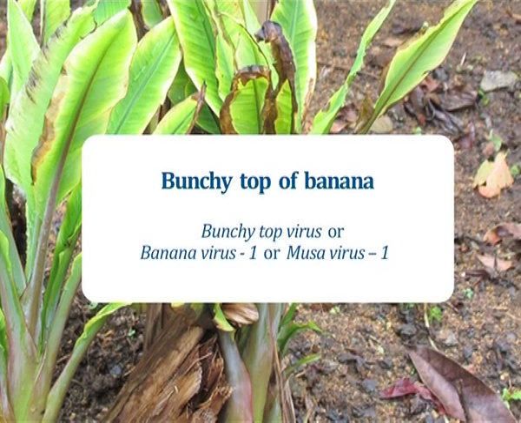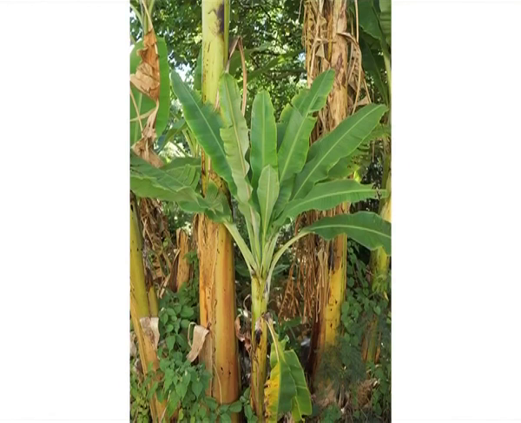It is caused by banana bunchy top virus, or Banana virus 1, or Musa virus 1. Now let's see the symptoms of the disease. The banana plants may show the symptoms of bunchy top at any stage of their growth. The leaves of badly infected plants are bunched together at the apex of the plant and a rosette is formed.